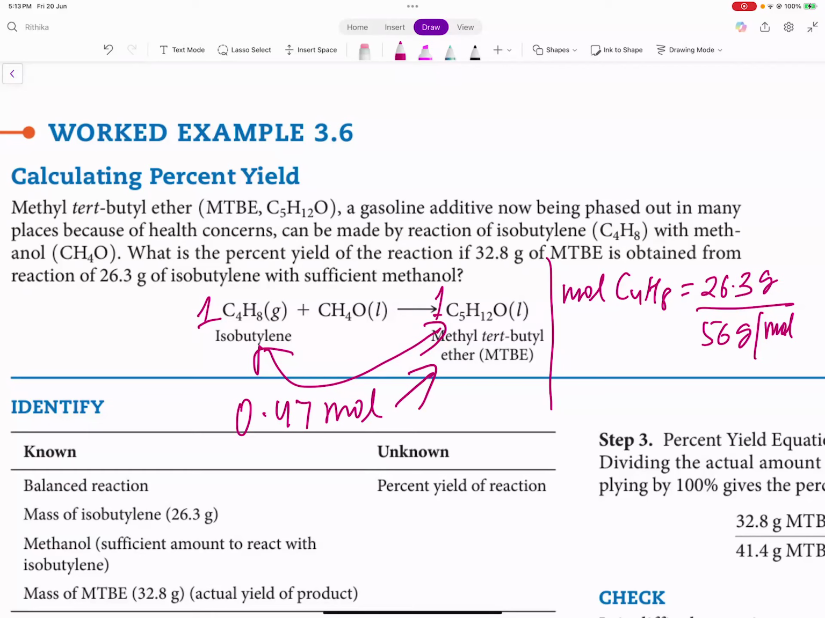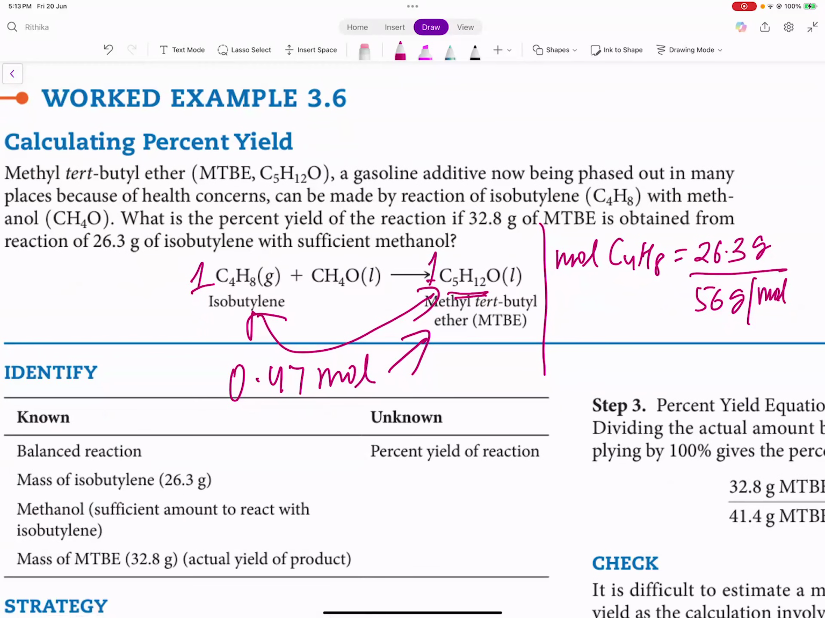Now I can calculate the amount which should theoretically be formed, right? So what is the molar mass of C5H12O? It is 12 times 5 is 60, plus 12 is 72, and oxygen is 16, so it will be 88 gram per mole. So how will we calculate the mass of this? It will be simply 0.47, because that is the number of moles of MTBE, multiplied by 88 gram per mole.